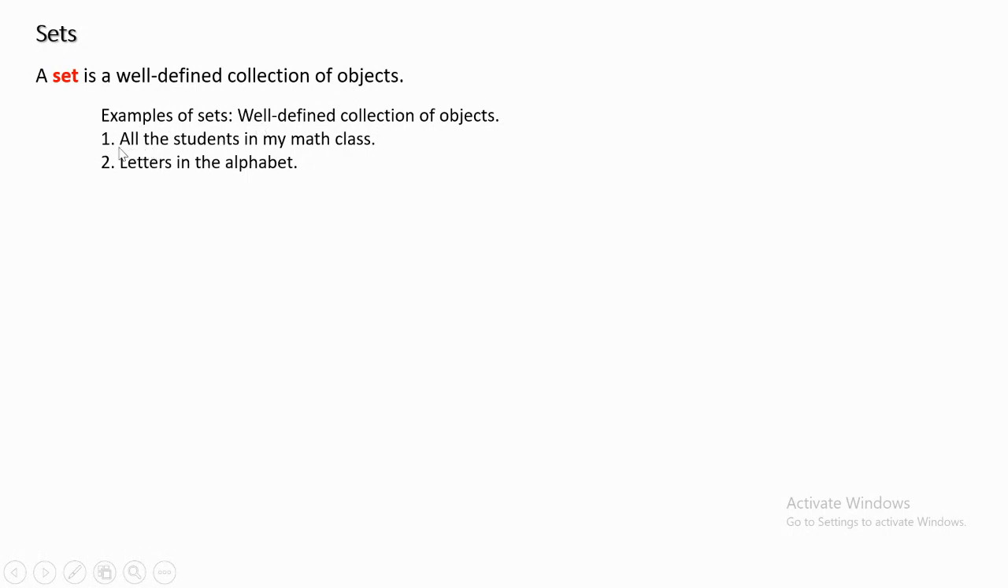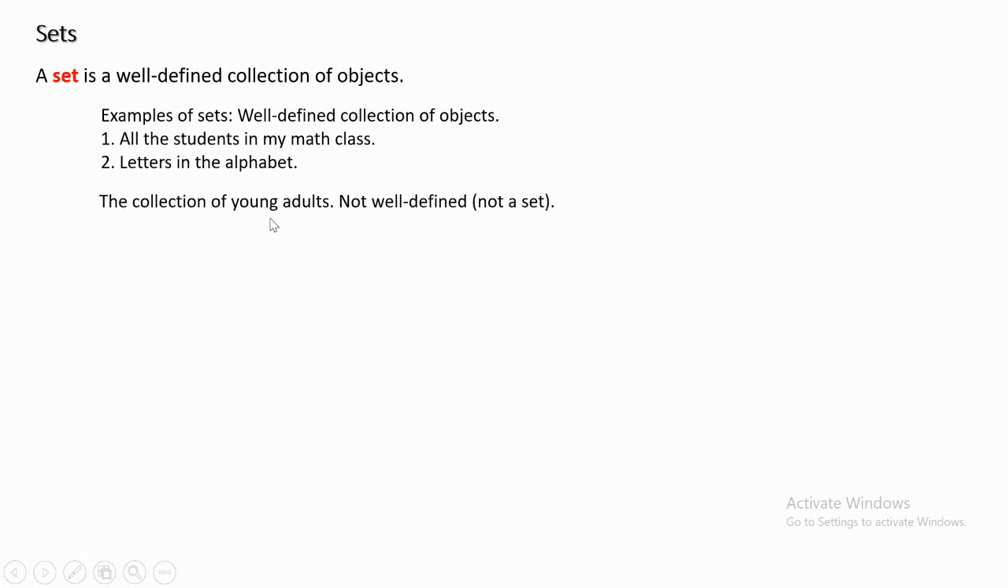For example, example one: all the students in my math class. That's a collection of objects that is well-defined. Example two: letters in the alphabet. That's also well-defined. Now let's do an example of a not well-defined set.